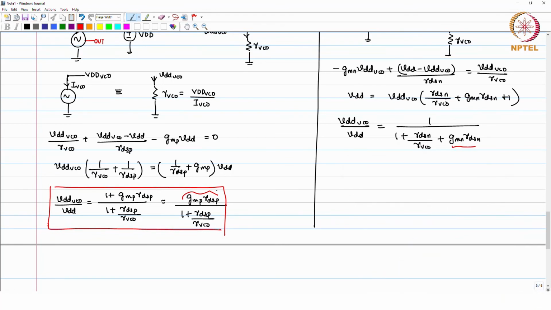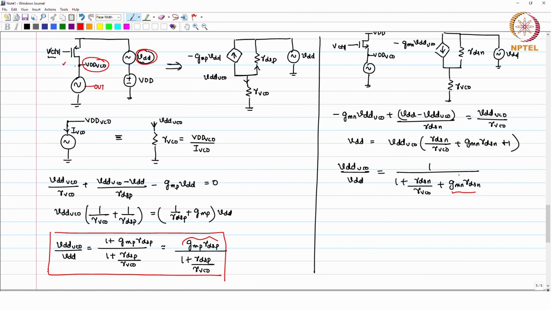If you compare the two cases, what you will see is the large part of the gain, which is your GMN RDSN. In one case it is coming in the numerator, in the other case it is coming in the denominator, right. Wherever you have it in the denominator, that will help us to suppress the supply noise coming to the VDD VCO. It depends on the exact value, but this is typically much less than 1, whereas this can be much greater than 1 if designed that way. So, you will have a lot of DC gain when you use PMOS as compared to NMOS.